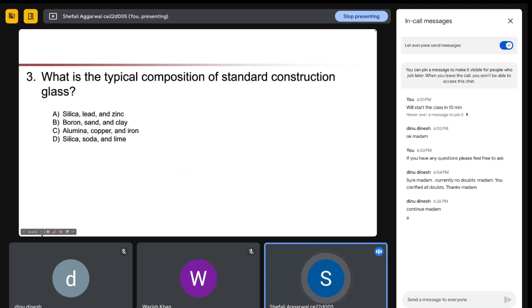Okay, so the third question is, what is the typical composition of standard construction glass? Silica, lead and zinc; boron, sand and clay; alumina, copper and iron; or silica, soda and lime? D, correct answer. Generally our glass is made of three elements: silica, soda and lime.